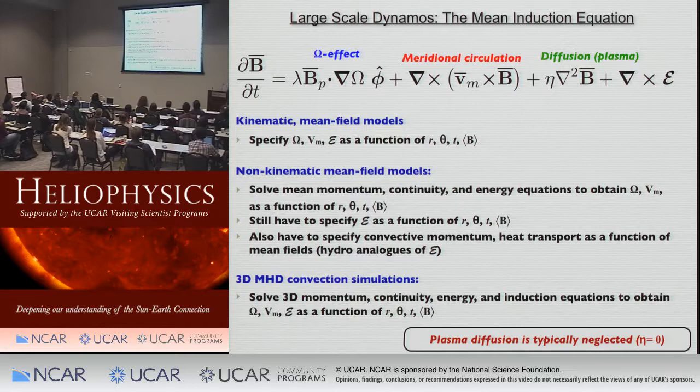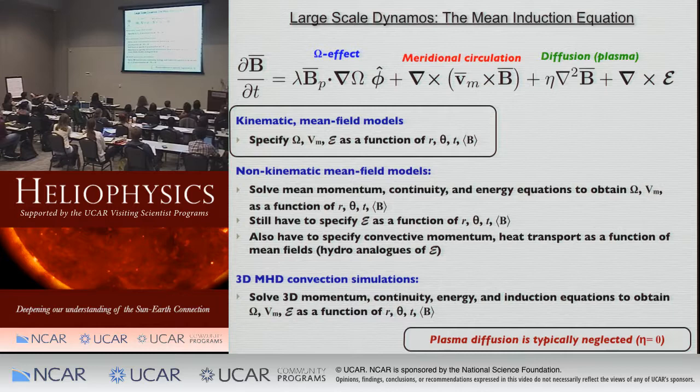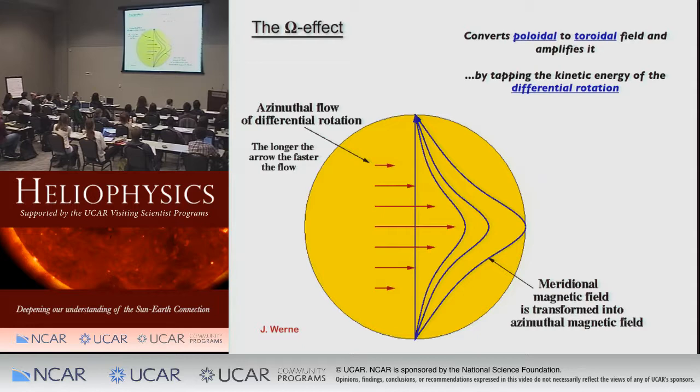All right, most models are these kinematic models, and that's what we'll be playing with in the lab this afternoon. But the omega effect, you may have seen this already. If you have a poloidal field line, like a line going from north to south, and the equator is rotating faster than the poles, then this gets stretched out. This creates toroidal, east-west field from poloidal, and it also amplifies it. So the magnetic energy increases as well as the direction changes.